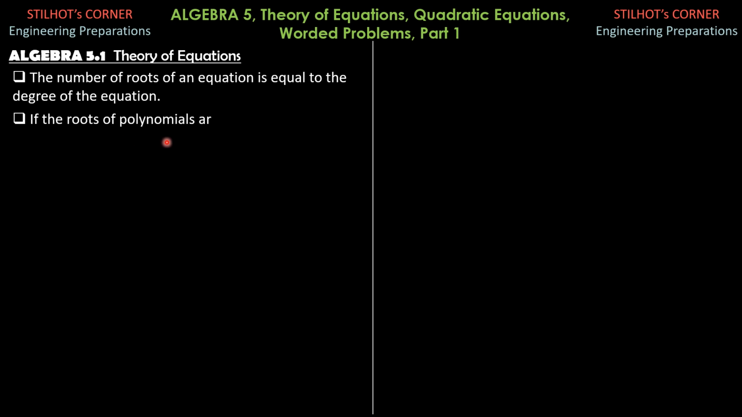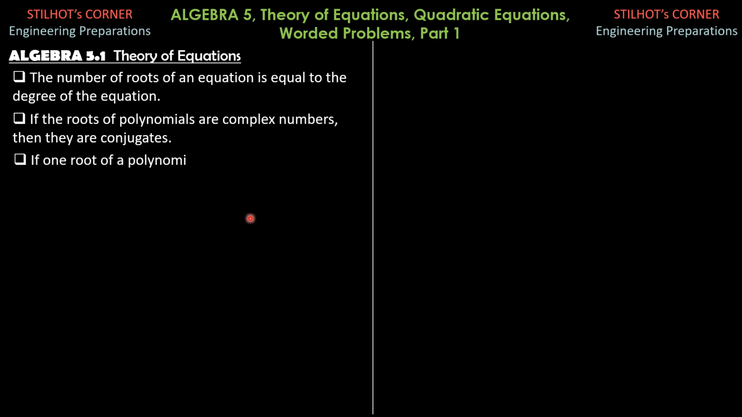So if the roots of polynomials are complex numbers, then they are conjugates. Meaning to say, if one root is 2 plus i, the other root is 2 minus i. If one root is i, the other root is definitely paired with negative i. Another thing, if one root is 1 plus square root of 3i, or 1 plus i square root of 3, then the other root is 1 minus i square root of 3. So as I said, they are complex conjugates.